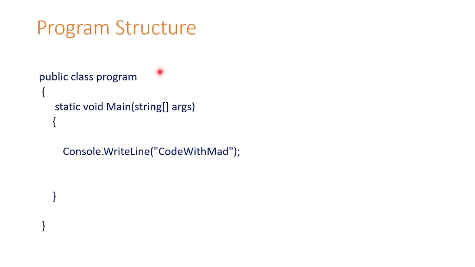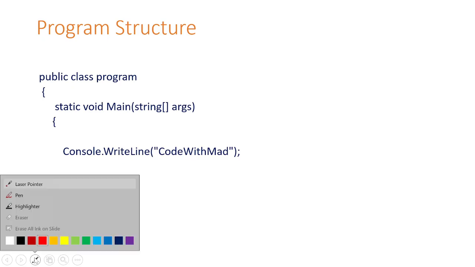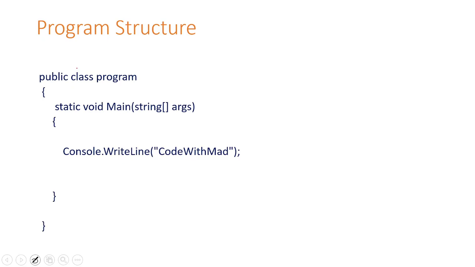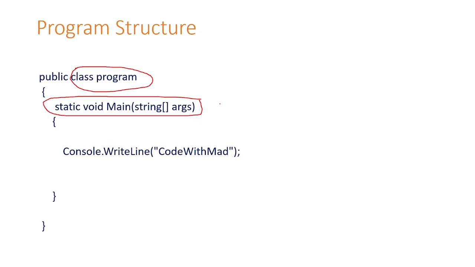Program structure tells us how programs are structured in C Sharp. This is the class. The class contains the method. This is the method, and this is the main entry point of an application, I mean for the C Sharp language.